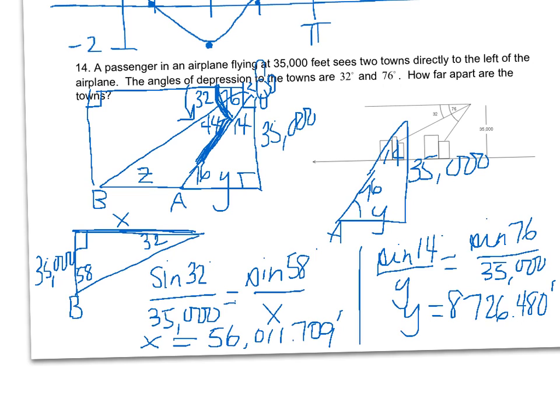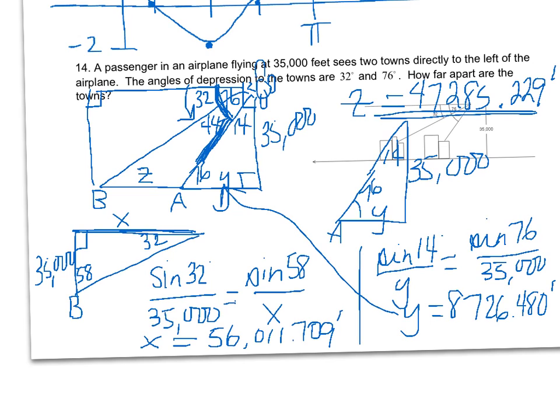So now I have that this y is 8,726.480. If I subtract that from 56,011.709, you get the distance between those towns, which is z, equals 47,285.229 feet. And we have just finished that problem using law of sines.